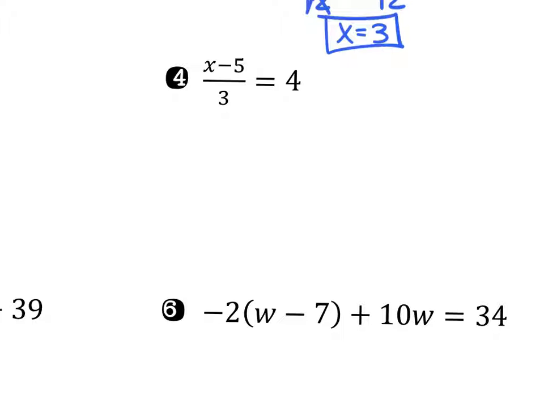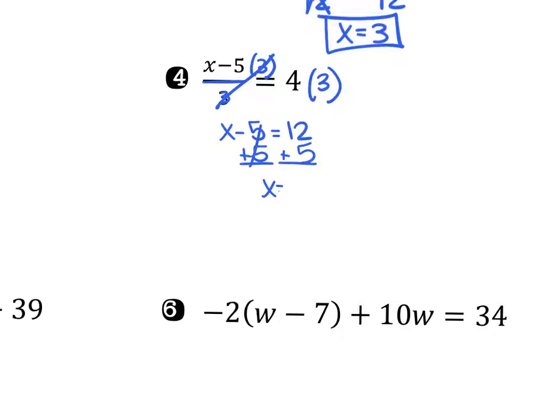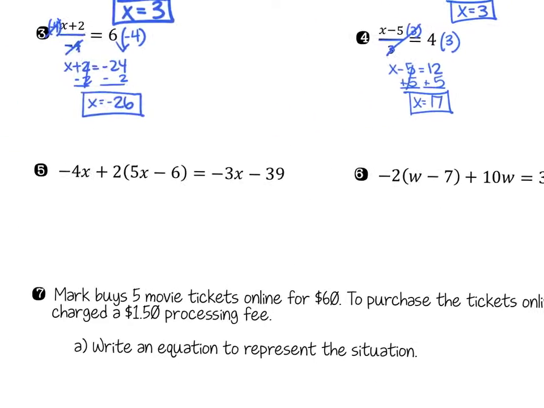Okay, hopefully you've paused and you're checking now. So remember to get rid of this divide by 3, I multiply by 3 in the numerator to cancel it out. Multiply by 3 on this side. So x minus 5 equals 12. Add 5. x equals 17.